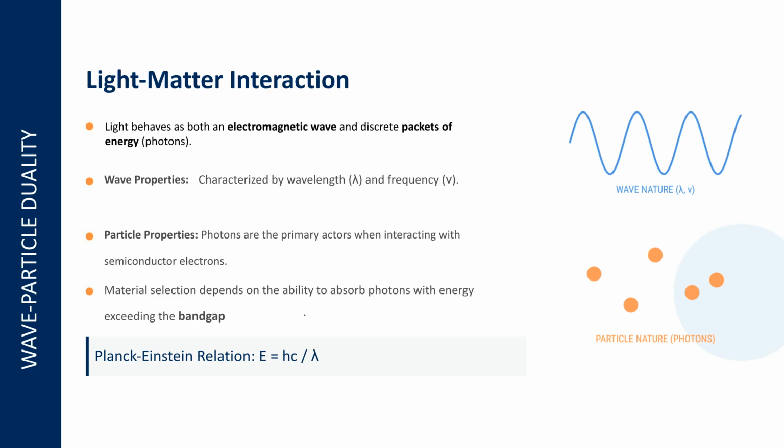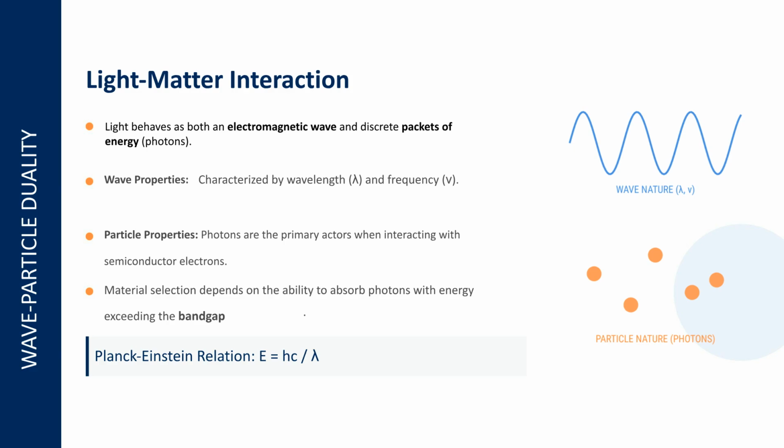Why is this equation the most important formula in photovoltaics? Because a semiconductor acts as an energy filter. It possesses a band gap, a minimum energy threshold required to excite an electron into a conductive state. If an incoming photon has less energy than this band gap, it cannot interact with the electrons. It passes right through the material as parasitic transmission loss.